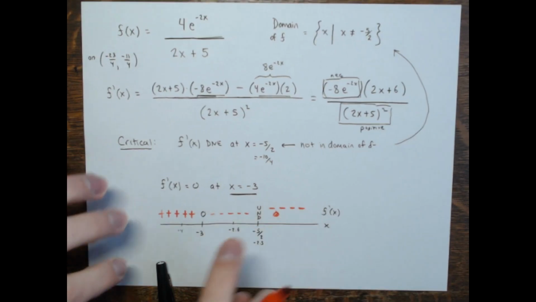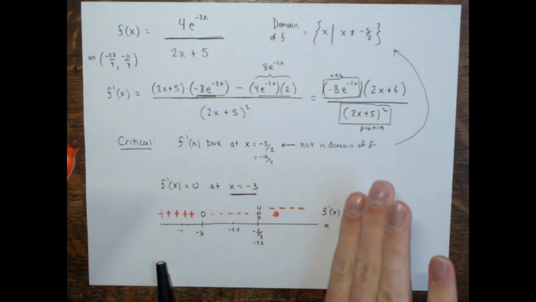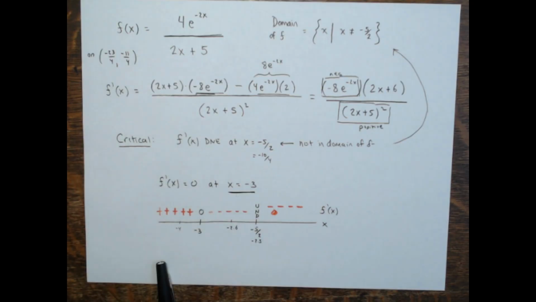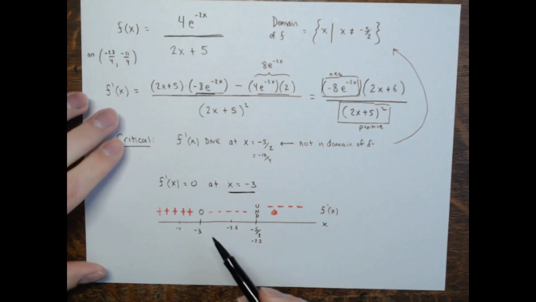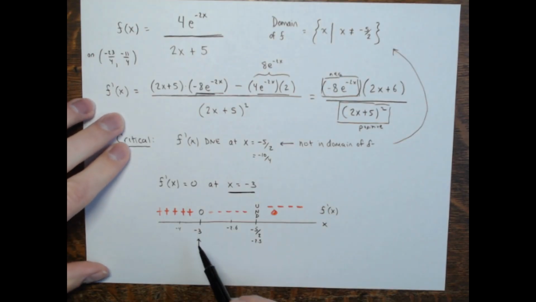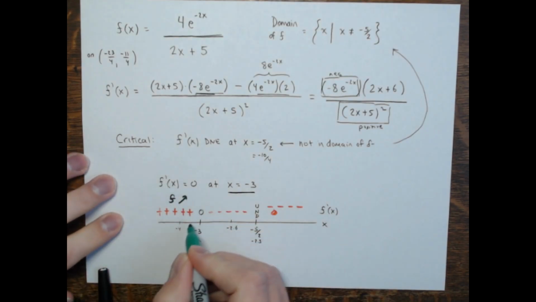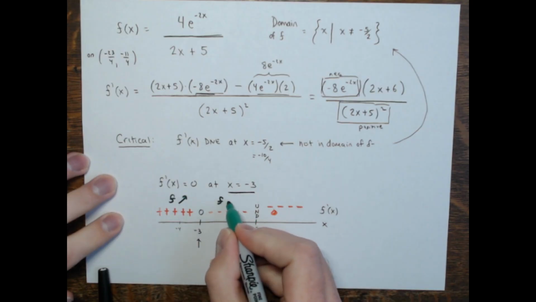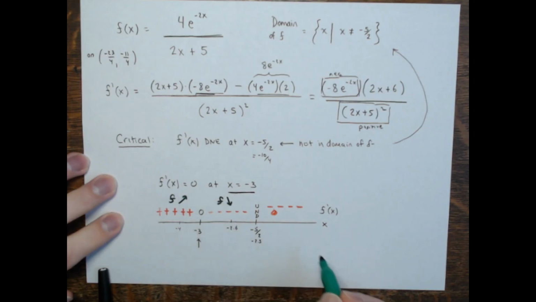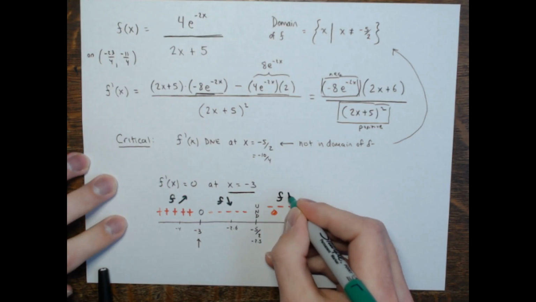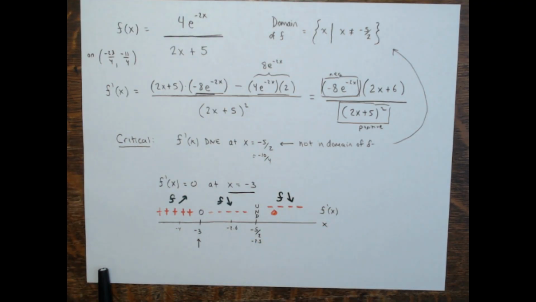But again, that's not going to matter, right? We're only focusing on the values between -23 fourths and -11 fourths. But you see from this, then the graph of f will be increasing to the left of -3. The graph of f will be decreasing between -3 and -5 halves, and the graph of f will be decreasing again to the right of -5 halves. And we'll see that in a picture.